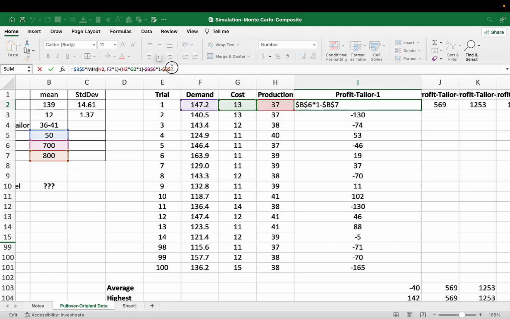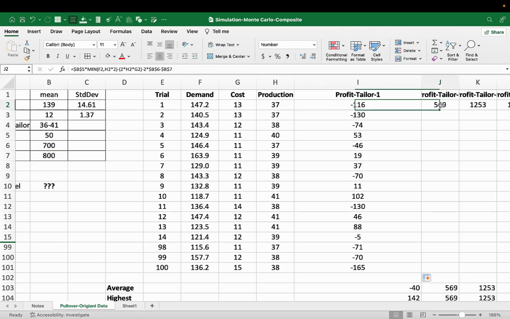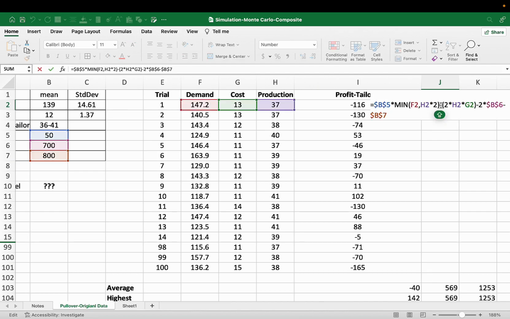So again, you will just copy this formula and put it in other cells in this second one. For example, I will show you. Now here I have added a formula for Taylor 2, and you see everything is the same. The only difference is that this 1 was replaced by 2, and it was replaced by 2, and it was replaced by 2.